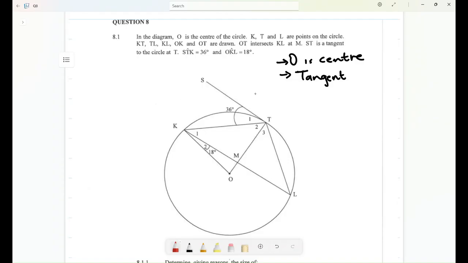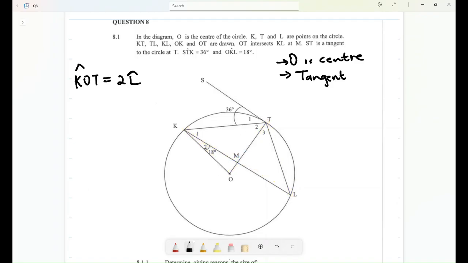Okay, now I'll start here, the center. Let me see. Angle at center is twice angle at the circumference, right? So I know angle KOT is twice angle L. I know the reason.